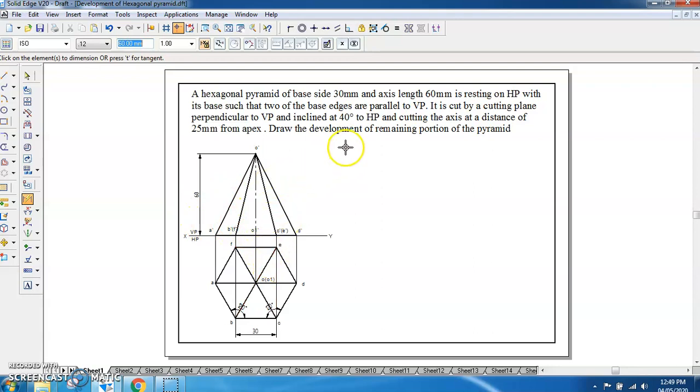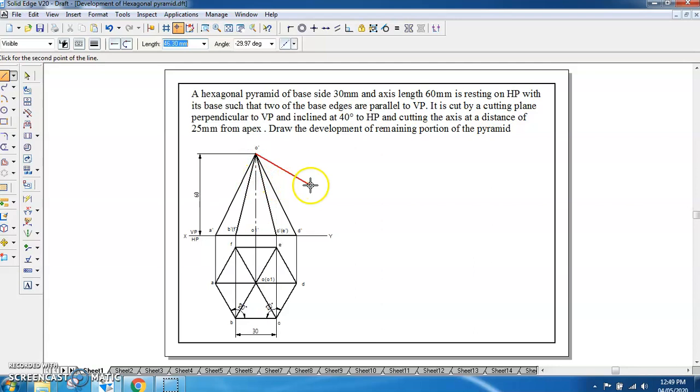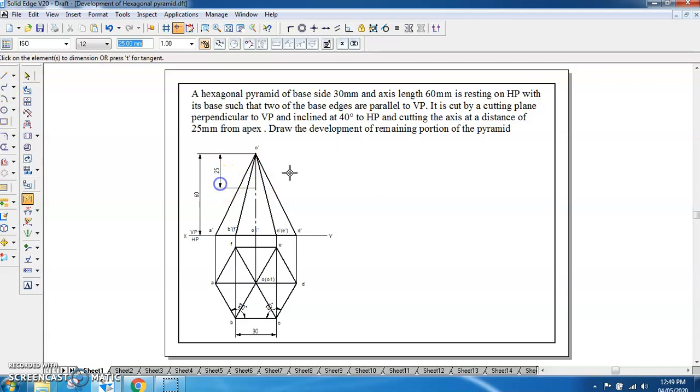So now we have to place the cutting plane which is cutting the axis at 25 mm from the apex. From this point we are taking a 25 mm distance downside. So this is the distance you have got. So this line you have drawn and you can show this distance.